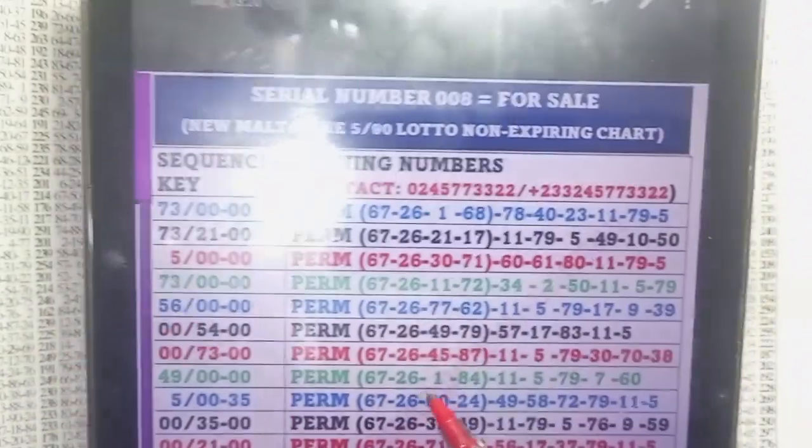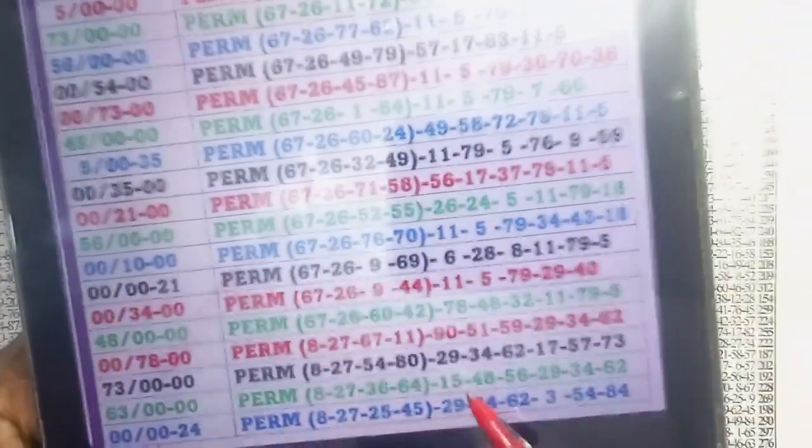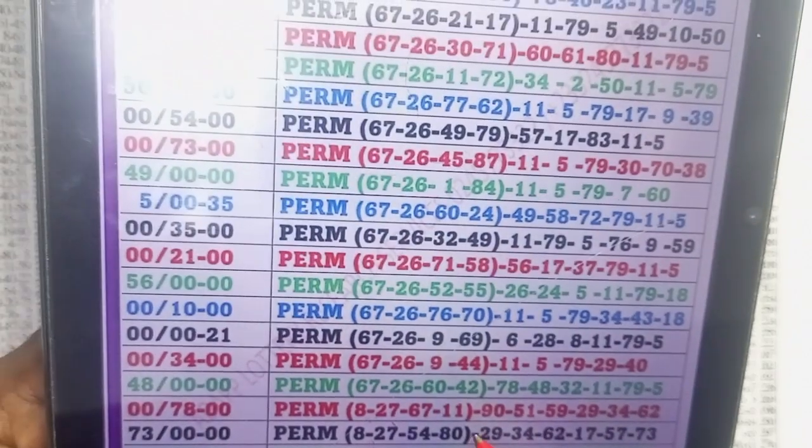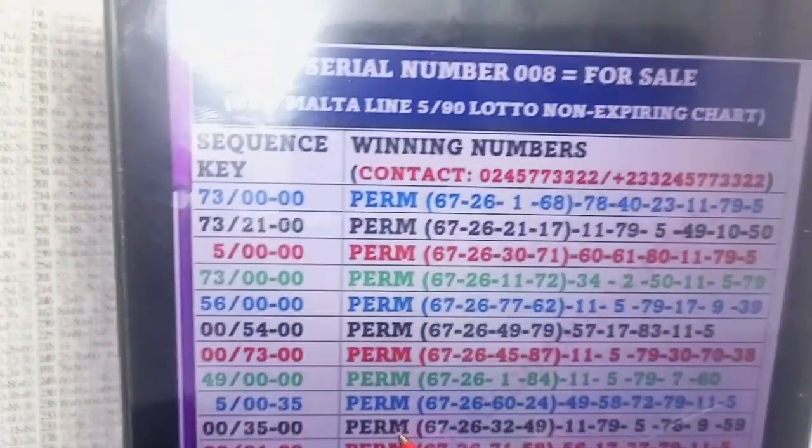All right, so this is the chart which I want to share with you so that you can use it to make a lot of money in 590 Lotto systems.